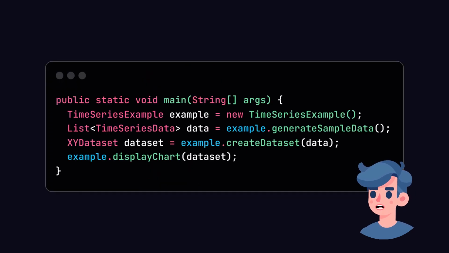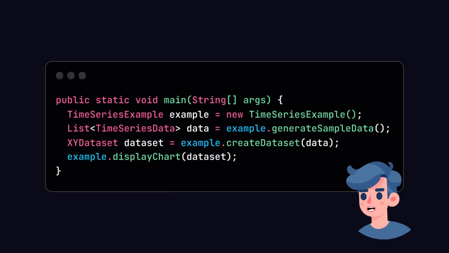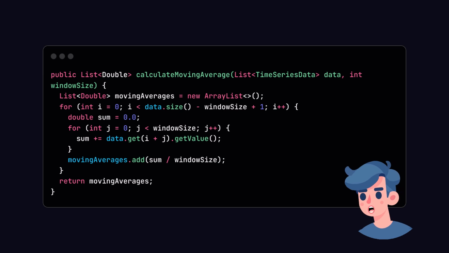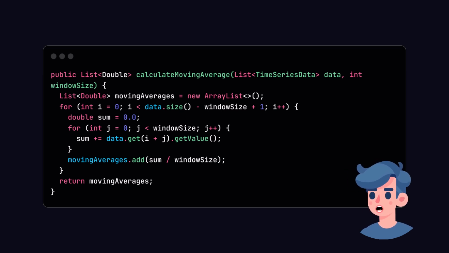Now we have generated our sample data, created a dataset, and built a chart. Let's put everything together in our main method. Here's how it looks. With our simple time series chart up and running, let's talk about some analytical techniques we can apply to our data.